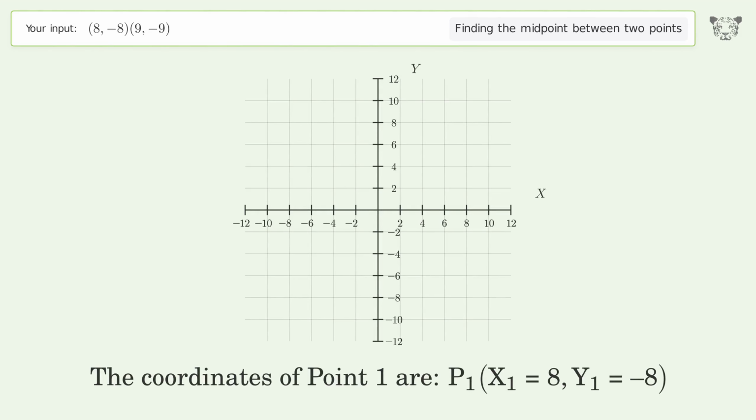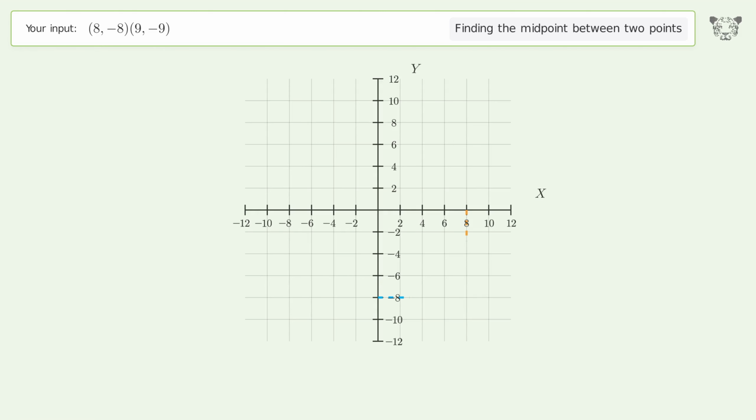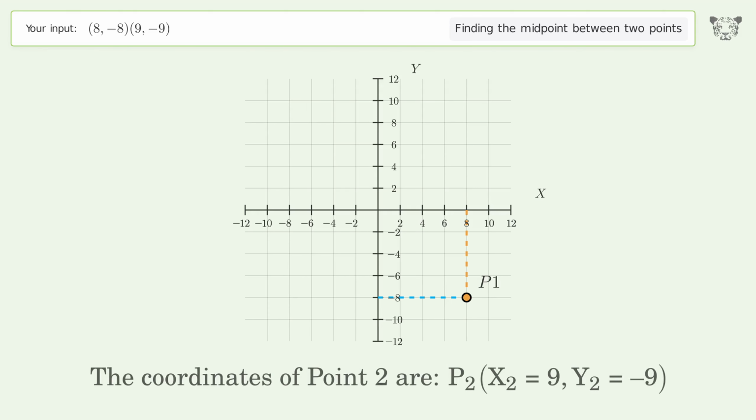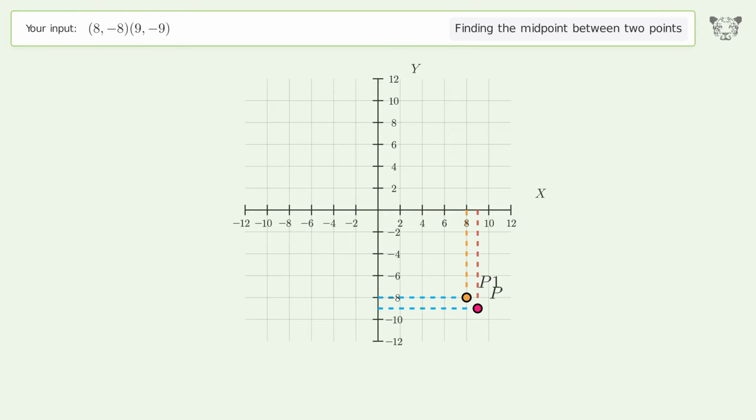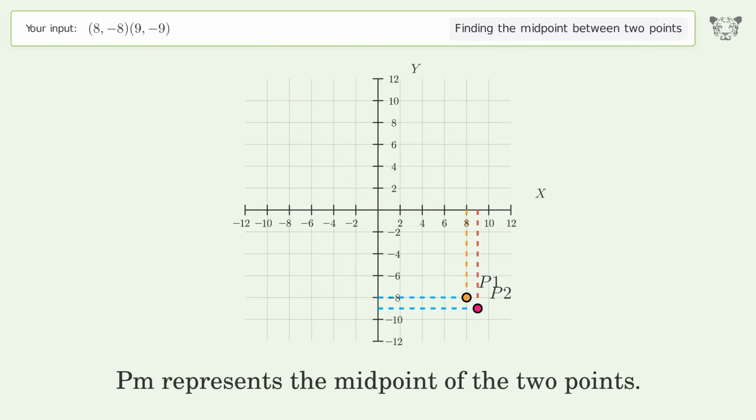The coordinates of point 1 are x1 equals 8, y1 equals negative 8. The coordinates of point 2 are x2 equals 9, y2 equals negative 9. PM represents the midpoint of the 2 points.